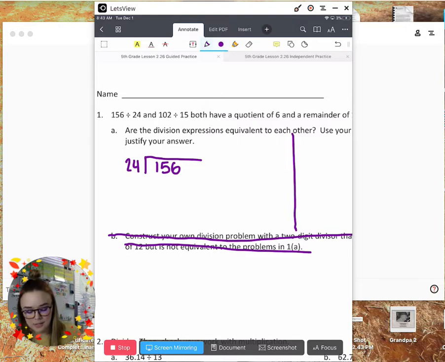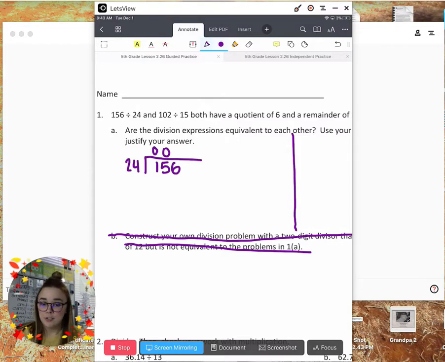All right, so let's take a look here. So 24 divided into 156. So 24 can't go into 1, so we're going to put a 0 above the 1. 24 can't go into 15, so we're going to put a 0 there too. So now 24 into 156.